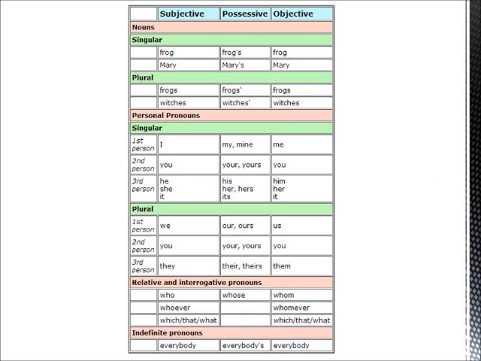So before we begin learning wrong case, it is important to remember that there are subjective, possessive, and objective nouns and pronouns that can appear in sentences. Here are some examples of nouns and personal pronouns in the singular and plural forms.